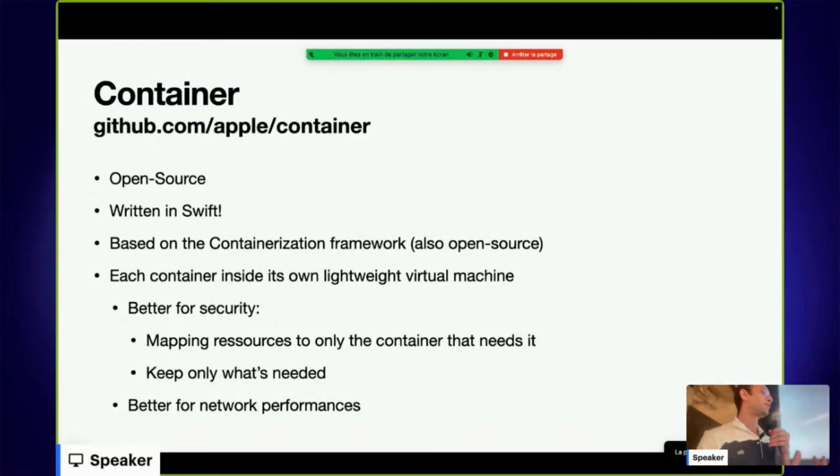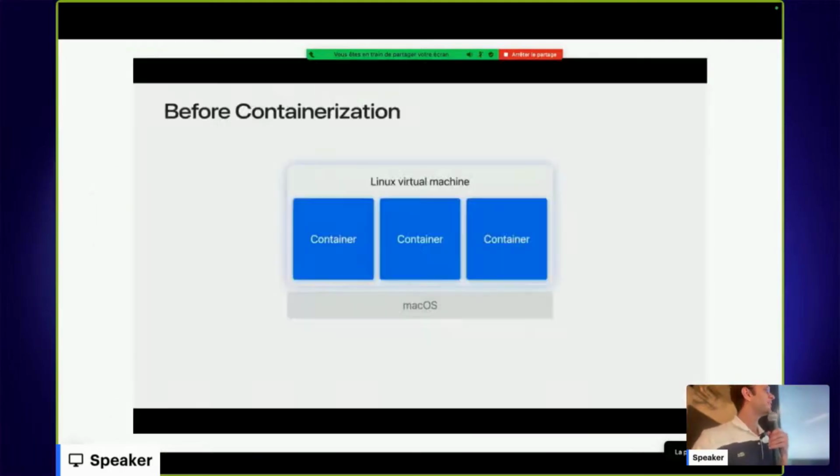And actually, it's better for security because before you had one big virtual machine with containers within it, and now you have a virtual machine per container, so you can map resources from the host to the virtual machine just to the one that needs it. And by having the lightweight virtual machine, you can strip what is not needed. And they say it's better for network performance. I didn't test extensively, but let's trust Apple.